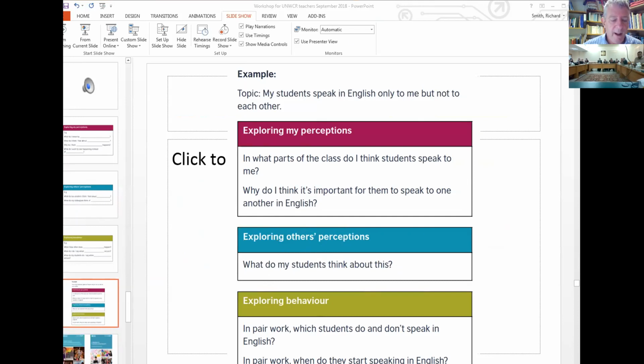Behavior, well, it'd be good. The teacher says, my students speak in English only to me, but not to each other. But it's good to understand the situation a bit better by asking in pair work which students do and don't speak in English, because it's probably not all of them. And in pair work, when do they start speaking English and when do they not, just to start to understand the situation better, maybe then plan something new.